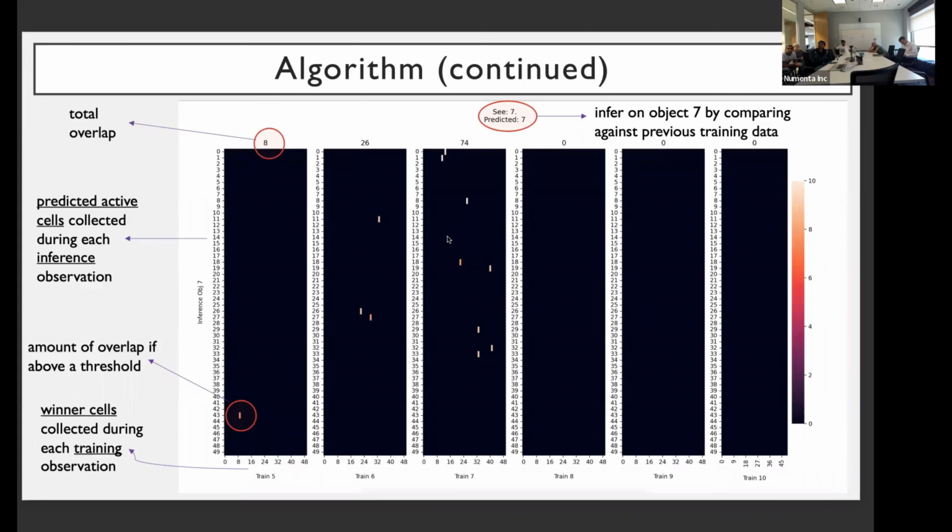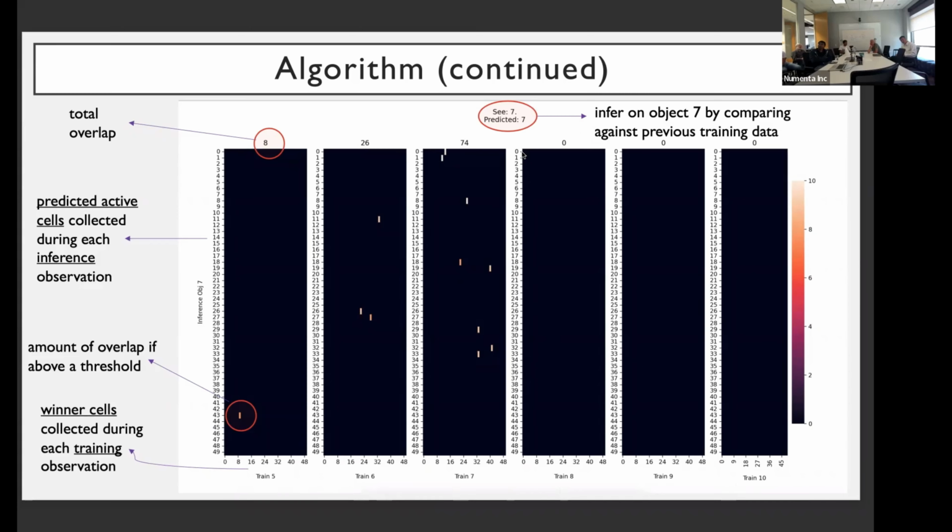So this is where the bulk of the information is. Let's try to go through this one step at a time. The reason this figure exists is because I assume that I've trained on 5 different objects. That's object 5 here, object 6, 7, 8, 9, and 10.